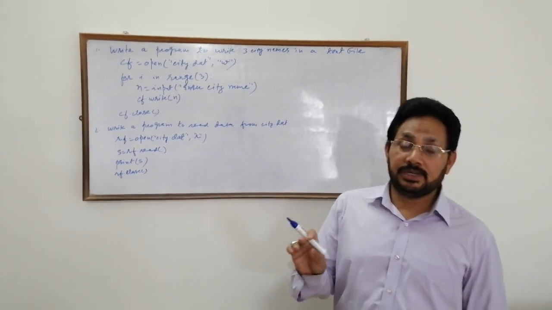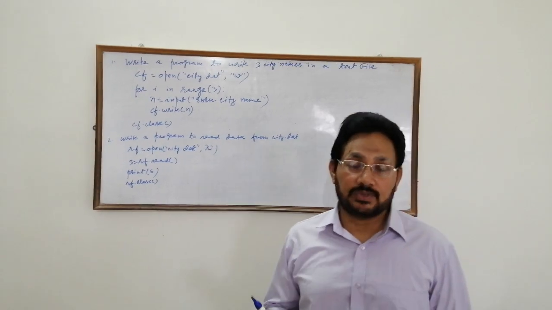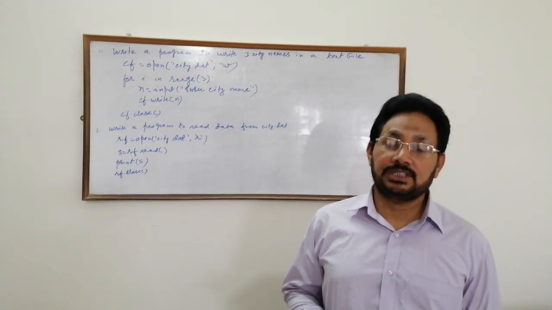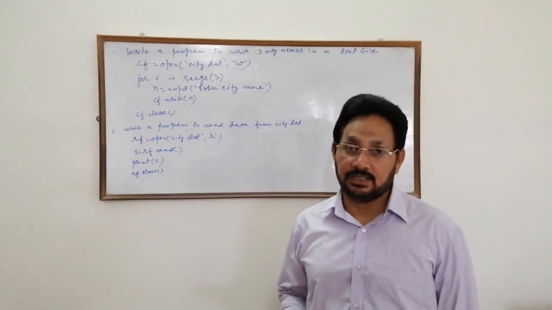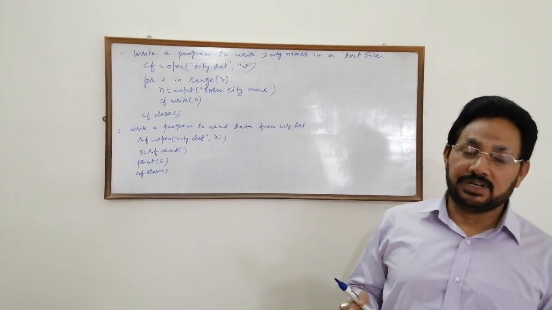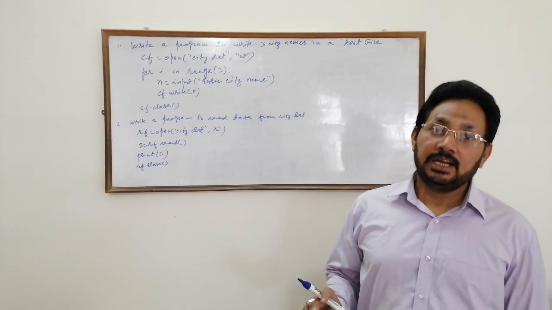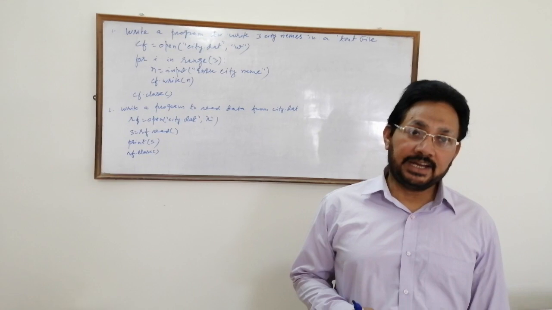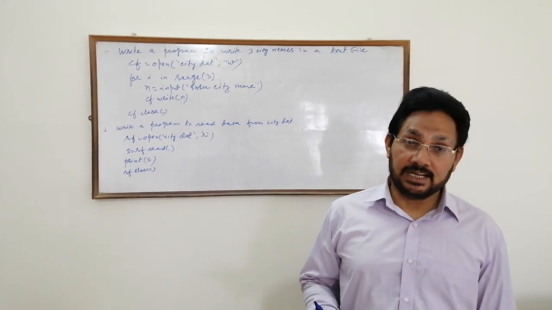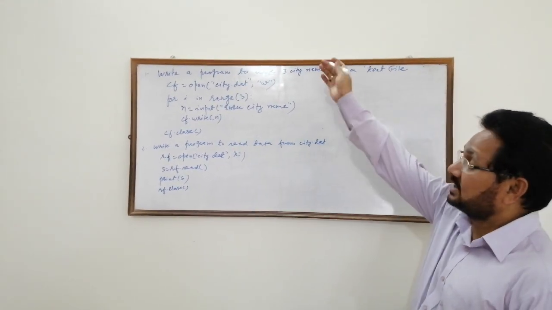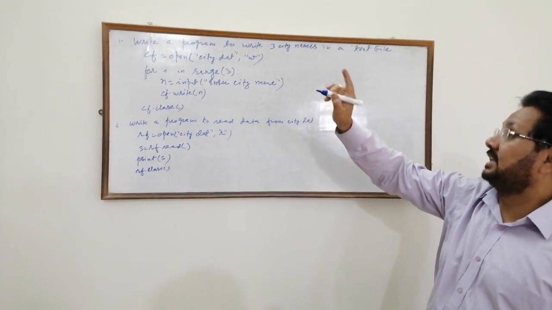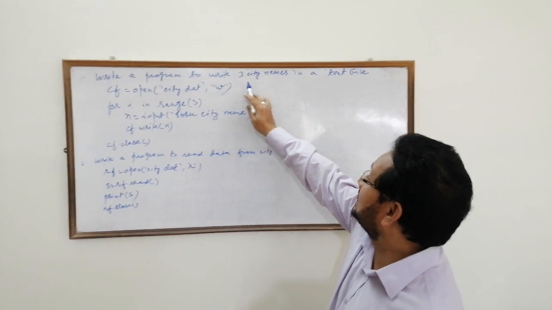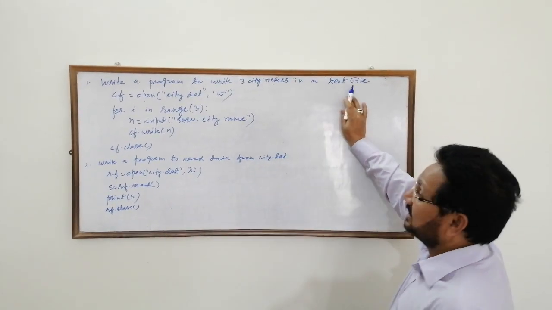Now you are aware we have different modes for the file, and also different types of functions for reading and writing. For reading we have read, readline and readlines. For writing we have write and writelines. Now we will start with the first example of a text file. The question here is: write a program to write 3 city names in a text file.